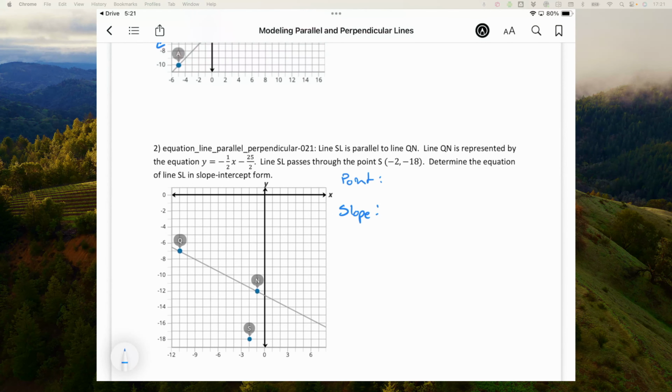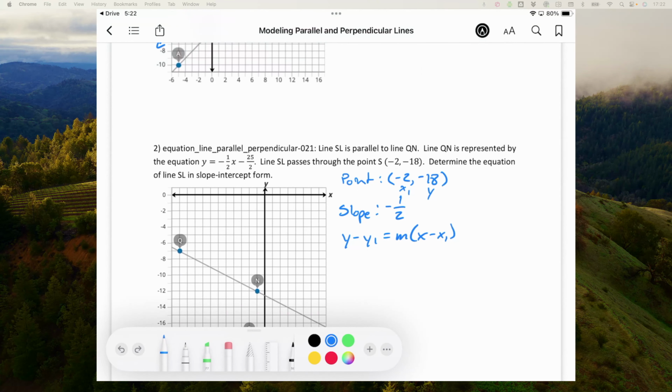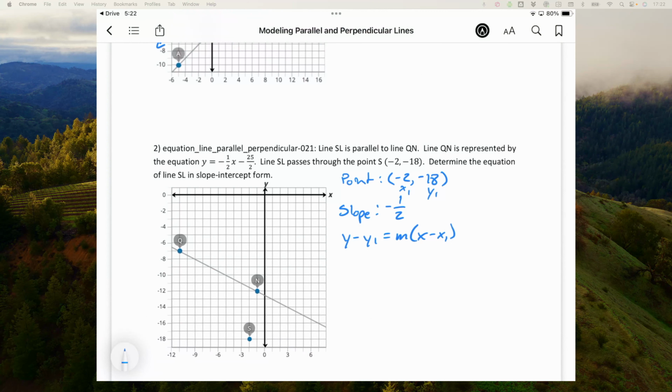Let's start with the slope. The line we are trying to construct is parallel to the line that we were given. The line that we were given has a slope of negative 1 over 2. And the line that we are trying to create passes through the point (-2, -18). Don't get lost in the words of this problem. It's just exactly what we've been doing. Recognizing that if we have lines that are parallel, the slopes are going to be exactly the same. And if we have slopes that are perpendicular, they would be the opposite reciprocal.